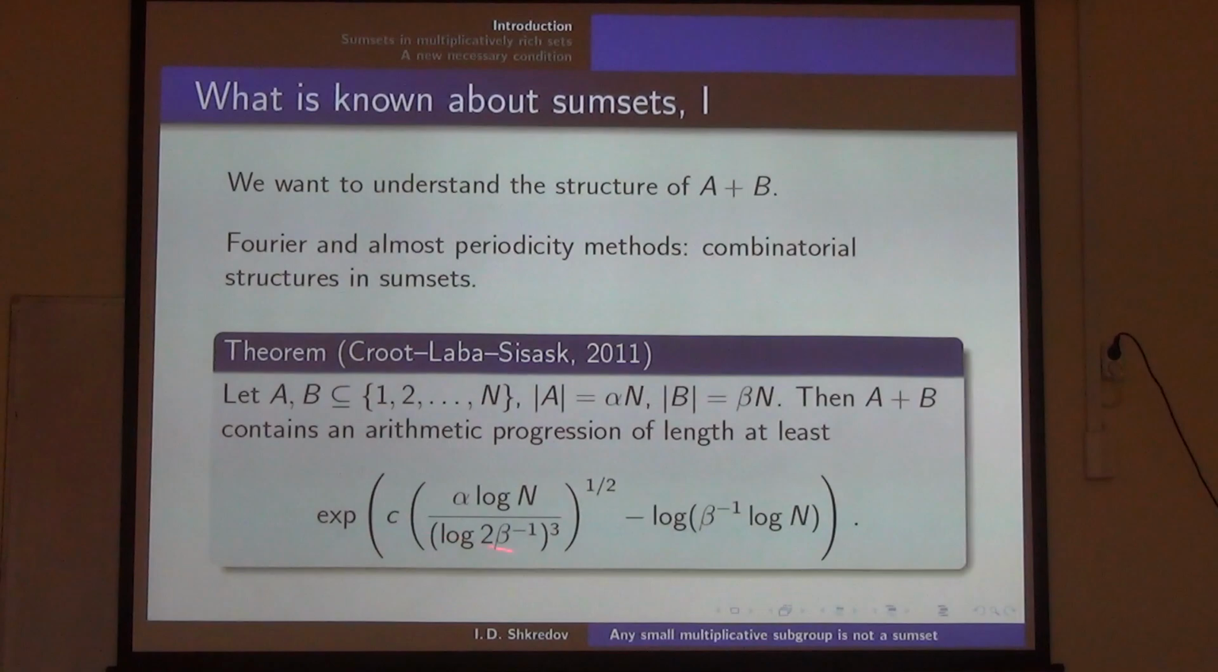This bound works just for dense subsets of the natural numbers, and that is because we use the Fourier method. Analytical methods work just for dense sets. It's a property of this approach. In terms of A plus B, equivalently more or less, you can say that these results are just about sets with really small sumsets. So A plus B should be small, comparable to A and B.